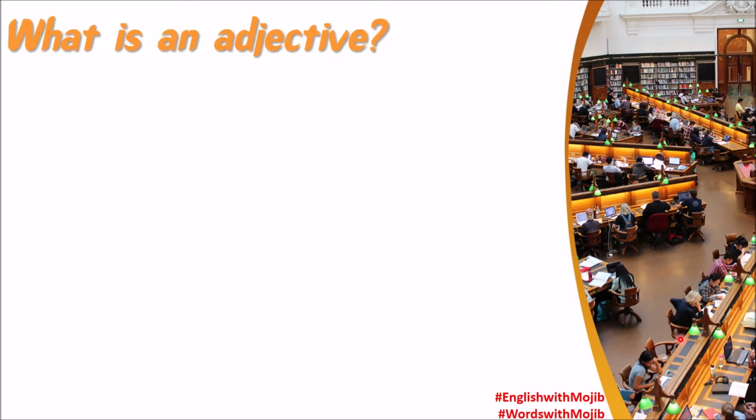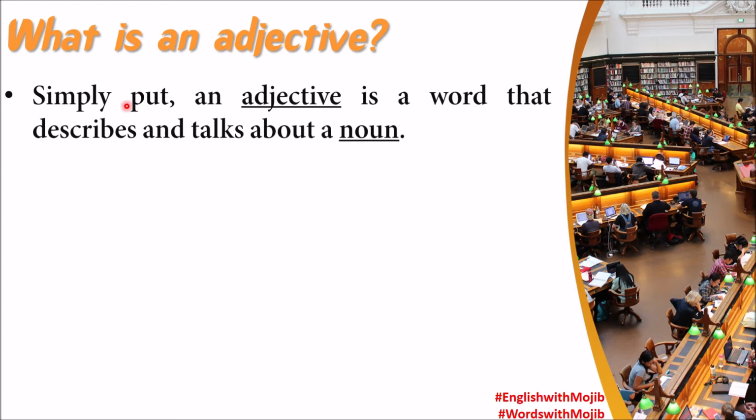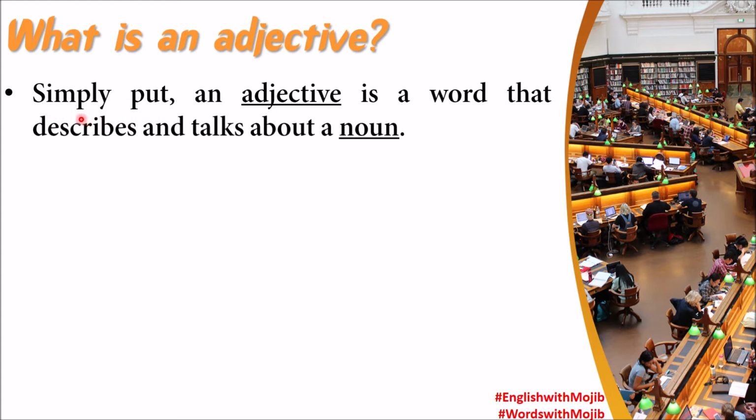Let's go to next part. What is an adjective? Simply put means using easy and simple words, using understandable words and sentences. Simply put, an adjective is a word that describes and talks about a noun. So we have a noun, we want to talk more about it. We want to give more information about it. We use an adjective. Like what?